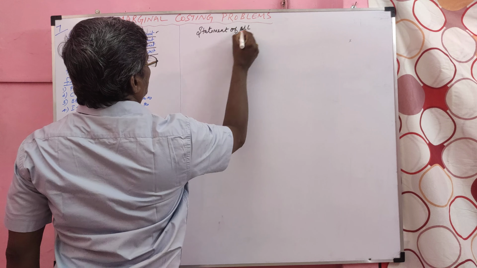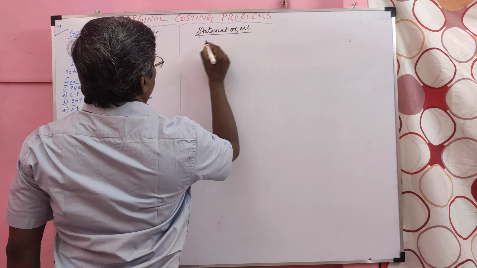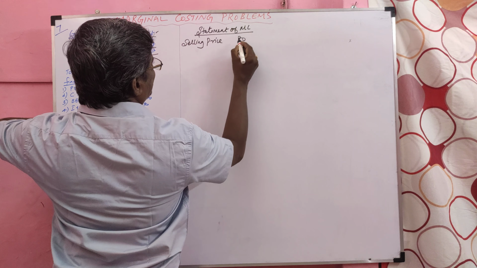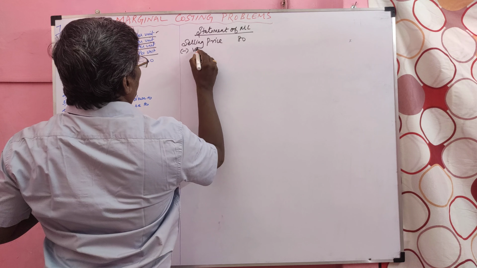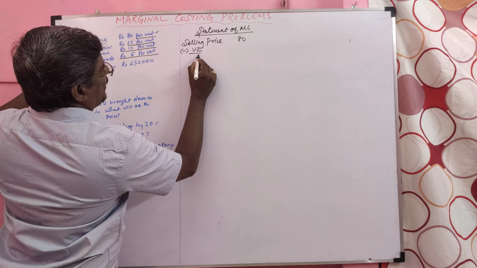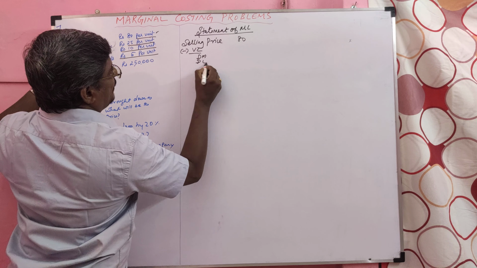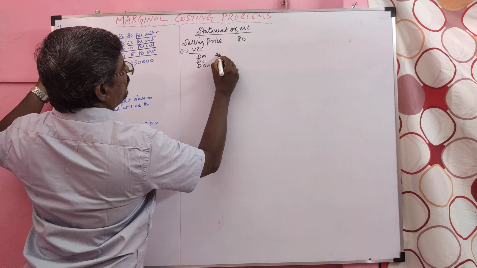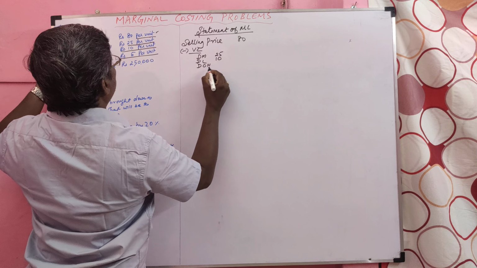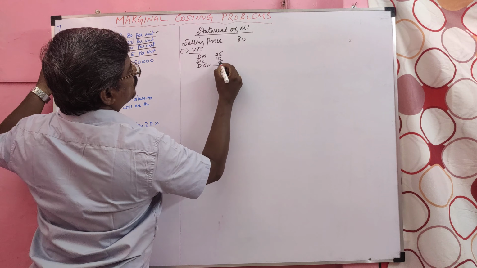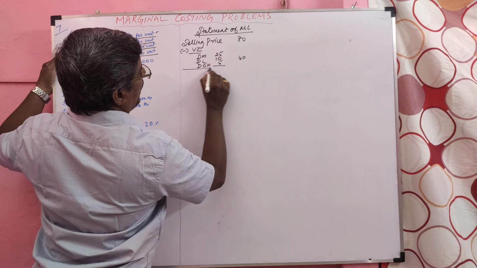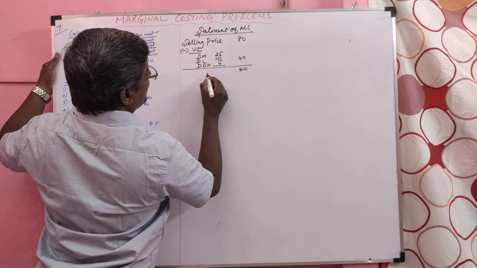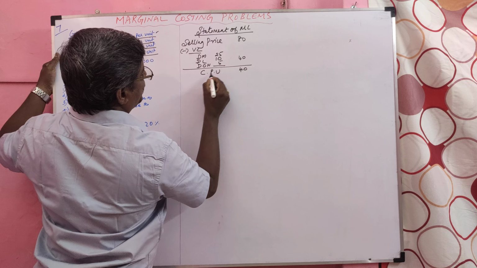Statement of marginal costing. As usual, instead of writing sales, we can write selling price. How much is selling price? 80 minus variable cost. Here direct material, direct labor, direct overhead. How much? 25 rupees, 10 rupees, 5 rupees. So total 40. This is called contribution per unit.